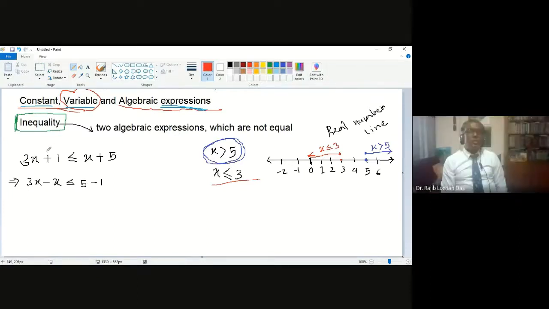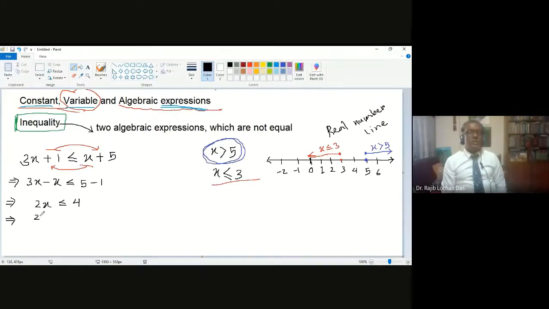Plus 1 was on the left side, so it is going to the right side, so it is minus now, and x was plus, it is coming to the left side, so it is minus x now, right? So in the next line you can write 3x minus x, so it is 2x, and then less or equal to 5 minus 1, it is 4. And then in the next line you can divide both by 2.